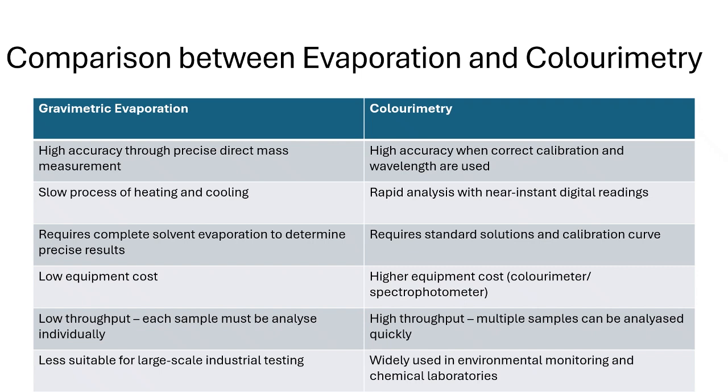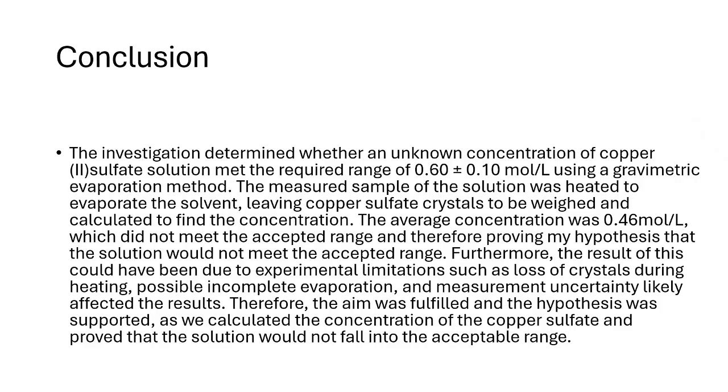However, colorimetry provides near-instant digital readings compared to the slow heating and cooling cycle for evaporation, whereas colorimetry is not susceptible to mass losses from splattering or incomplete evaporation. The experiment found copper sulfate solution had an average concentration of 0.46 moles per liter, which is below the acceptable range of 0.5 to 0.7 moles per liter, which supports the hypothesis and fulfils the aim.